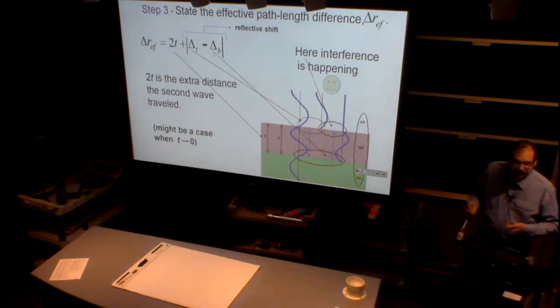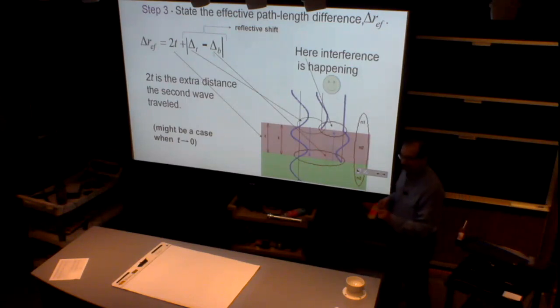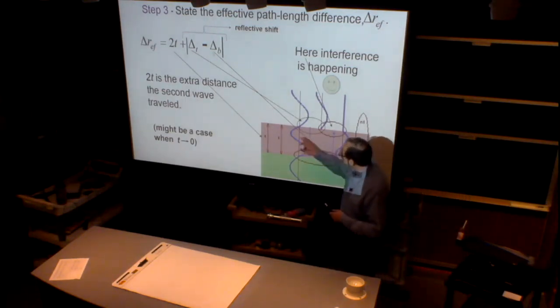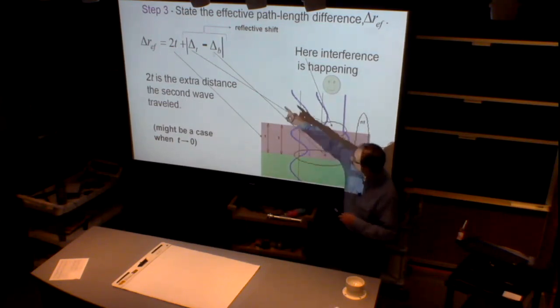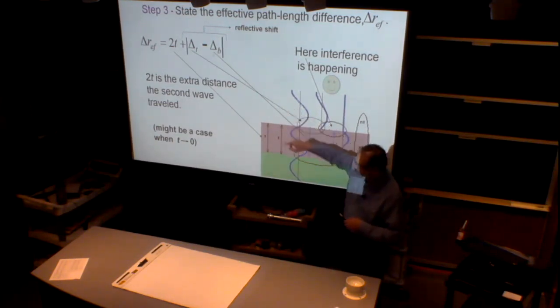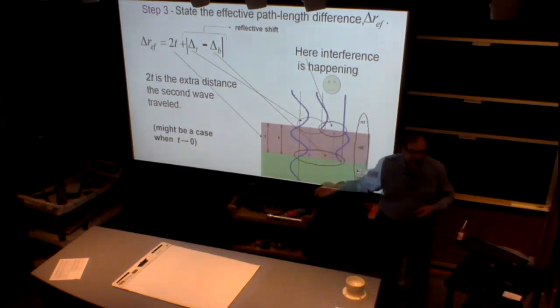So again, the path length difference will be different from effective path length difference only when one flip happens. It might happen here or here, but if it happens here and not here, you have to add a half of a wavelength. If it doesn't happen here but happens here, it will be a half of a wavelength. But if it happens here and there, in that case, they cancel each other out. It's like not happening at all.